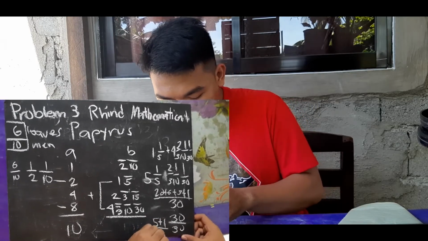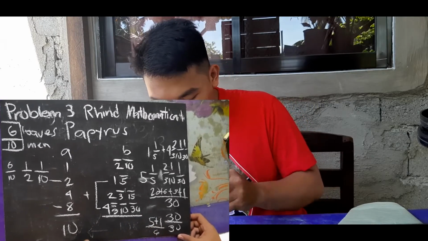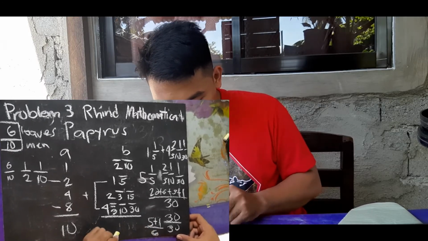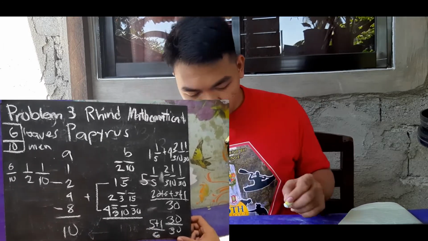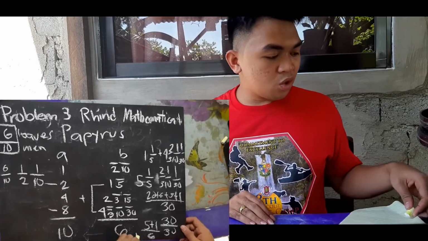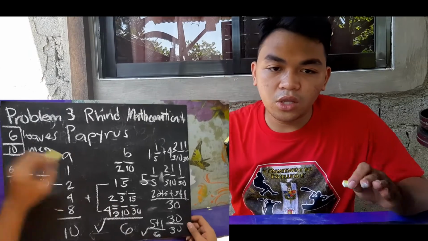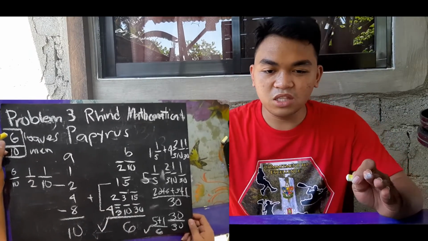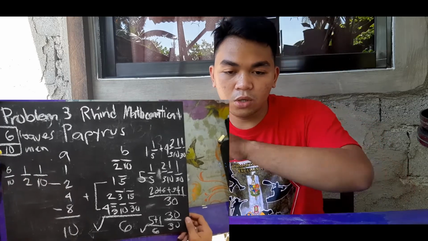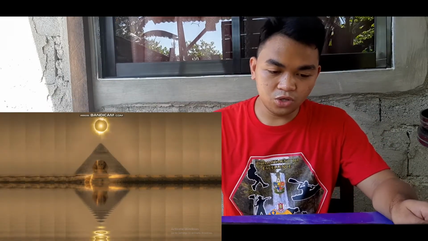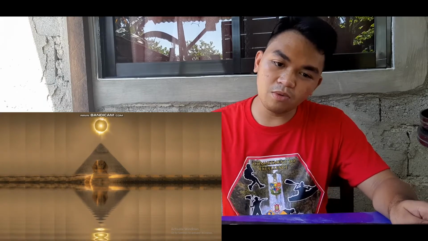So 5 plus 1 is equal to 6. So the answer is 6. So I conclude that the Egyptian way of arithmetic in the Rhind Mathematical Papyrus is correct and valid. That was the solution of problem 3 of the Rhind Mathematical Papyrus.